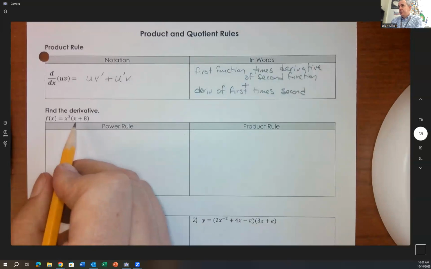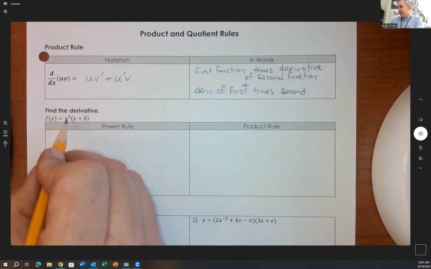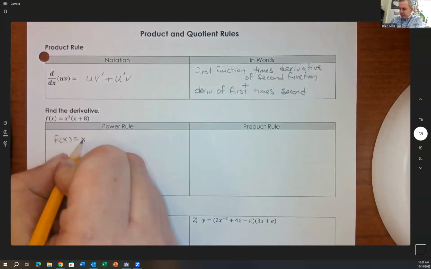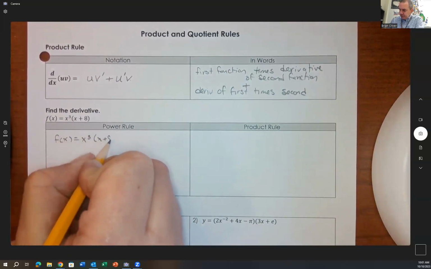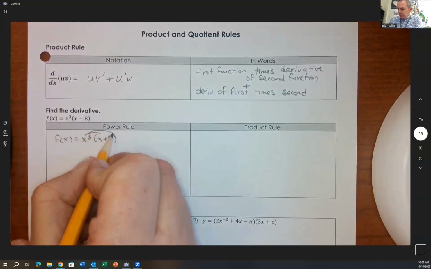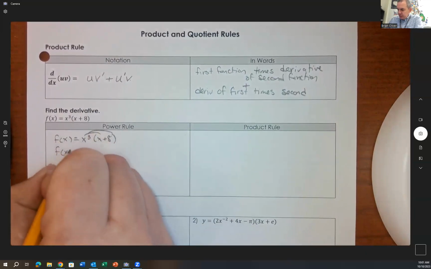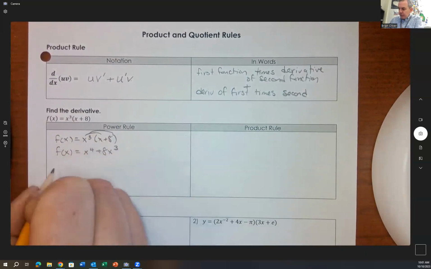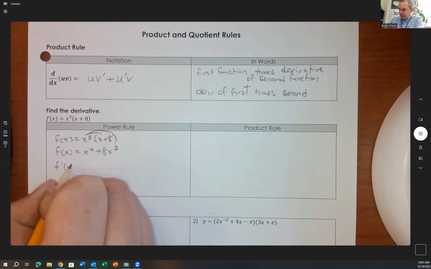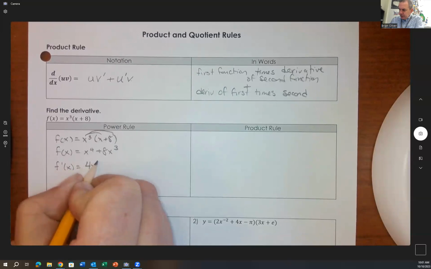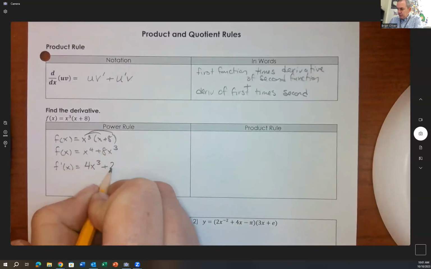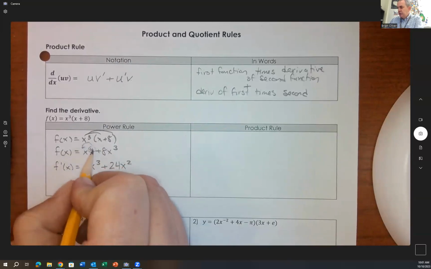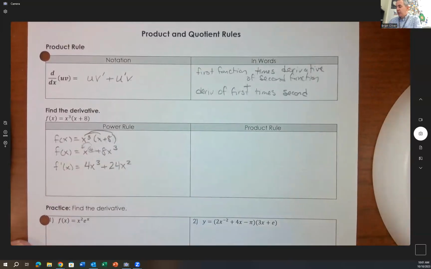The way that I had you do this derivative initially, it would have to be by the power rule. So what I said is we needed to distribute first. So we do x cubed times x plus 8. And what happens is we distribute in and we get f of x equals x to the fourth plus 8x to the third. And then we're going to use the power rule. So the power rule is 4x cubed plus 24x squared. So again, you take that exponent, bring it up front, drop the exponent by 1. So that's how we use the power rule.